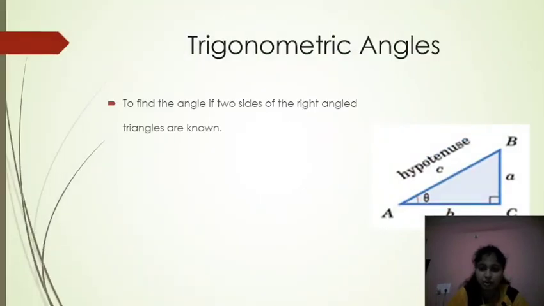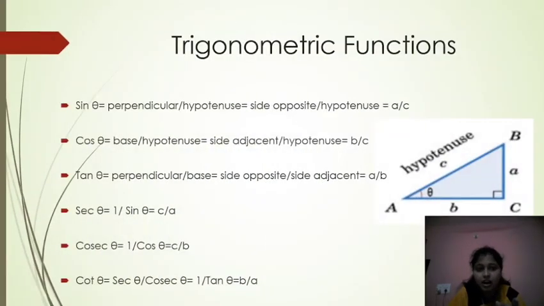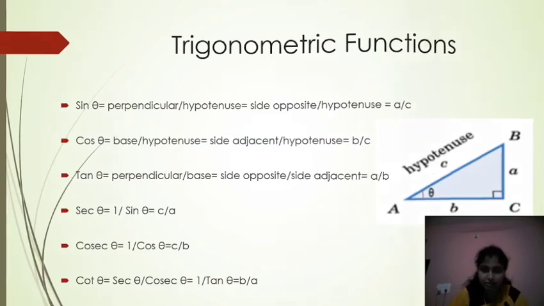Coming next to trigonometric angles. To find out the angles, if two sides of the right angle triangle are known, we can easily find out the angle. How? In the last slide, we have seen that if sine theta is equal to A by C, so if suppose A and C are known, we can find out the theta by taking sine inverse of A by C. So we'll be explaining next.